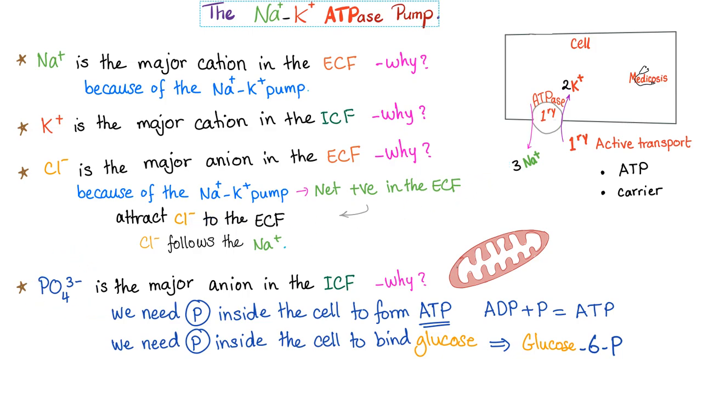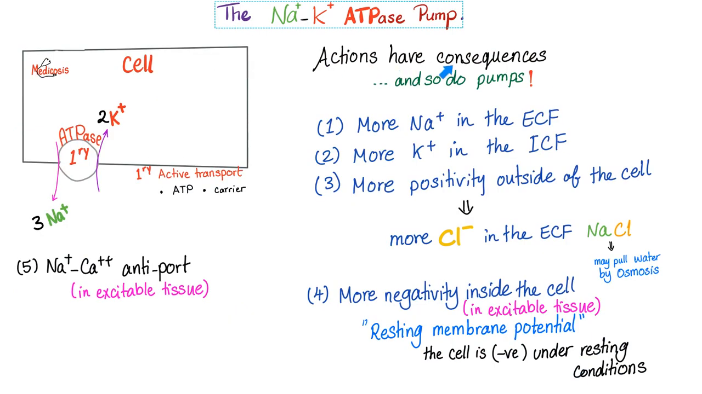How about phosphate? Why is phosphate the major anion in the ICF, inside the cell? Because you need phosphate for ATP, and ATP is made in the mitochondria, which is an intracellular structure. Medicine makes so much sense once you understand what you're talking about. Actions have consequences, and so do pumps.